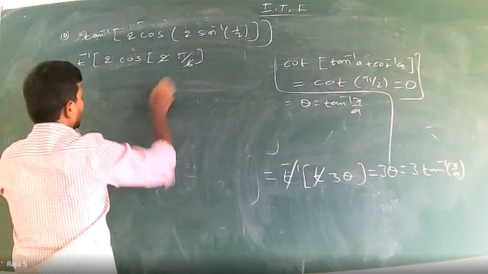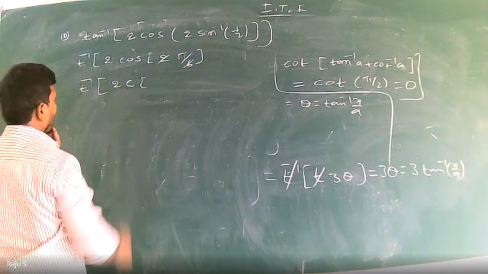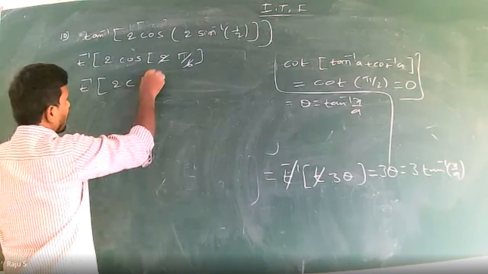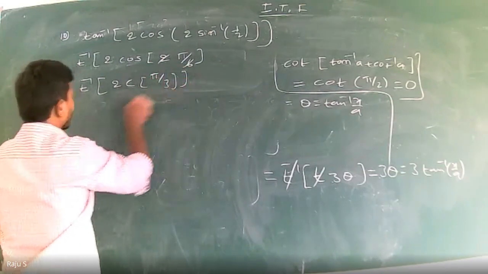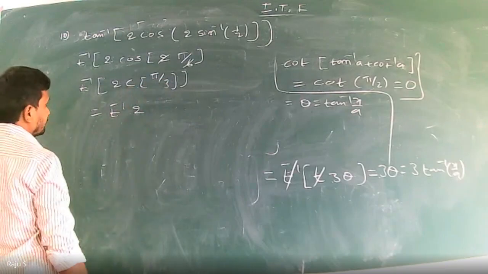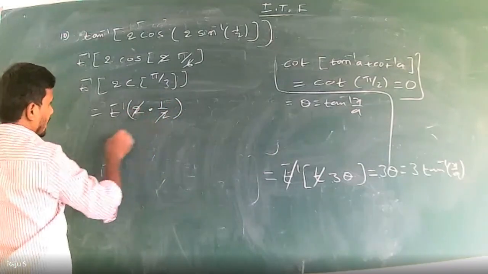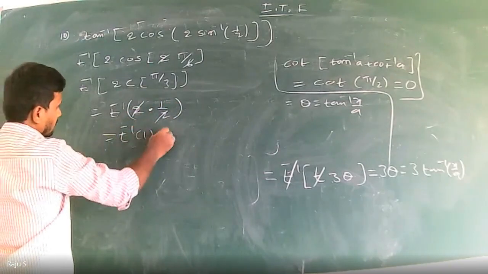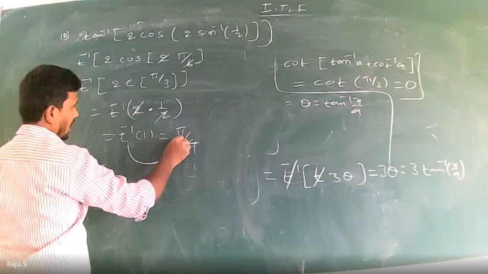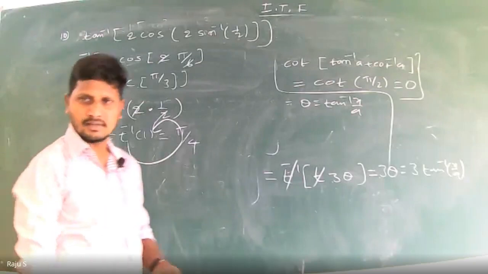So tan inverse 2 cos, what is the remaining value? Pi by 3. Tan inverse 2, what is cos 60? 1 by 2. The 2 gets cancelled. What is tan inverse 1? Pi by 4. That's it. Tan of 45 becomes 1. That's one.